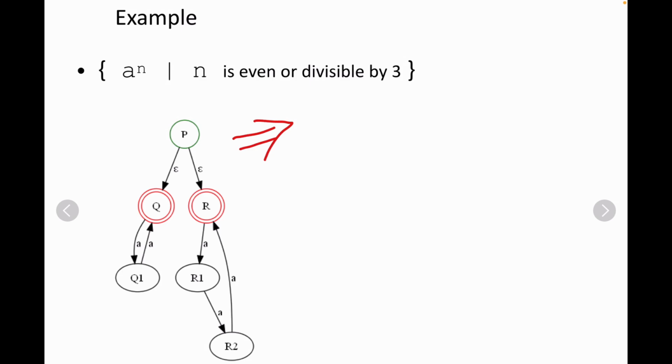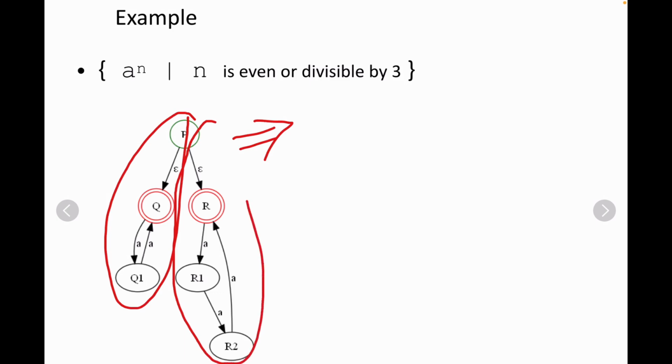The only thing I wanted to make clear here is that you can satisfy the two conditions. Suppose n is even, it will go to this path, right? Or n is divisible by 3, it will go to this path, right? Both conditions you can satisfy while constructing an epsilon NFA.